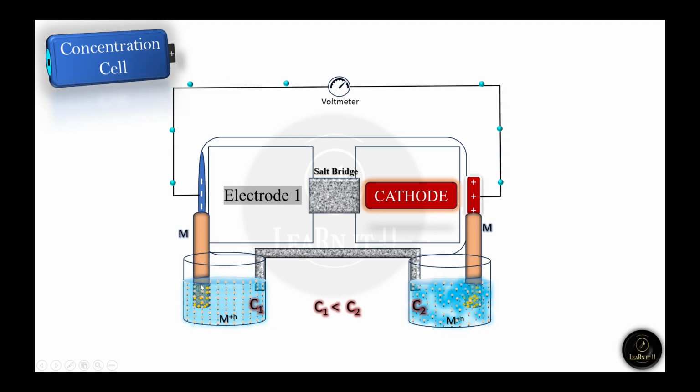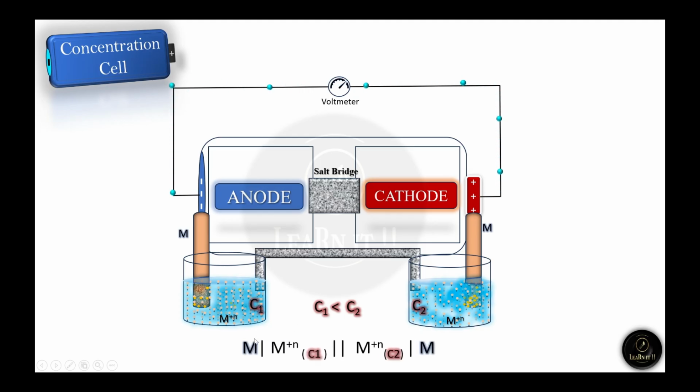This in turn creates oxidation in the left hand side electrode. The place where oxidation takes place is called the anode. So this cell is represented by M in contact with M raised to plus n, whose concentration is C1, connected by a salt bridge to M raised to plus n, whose concentration is C2, which is in contact with M.